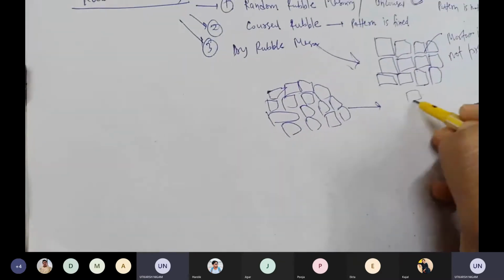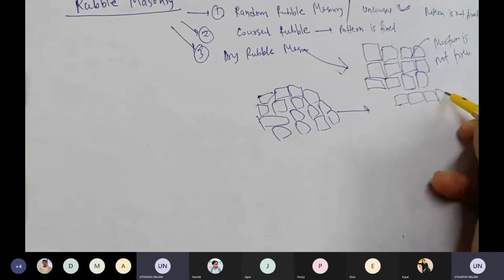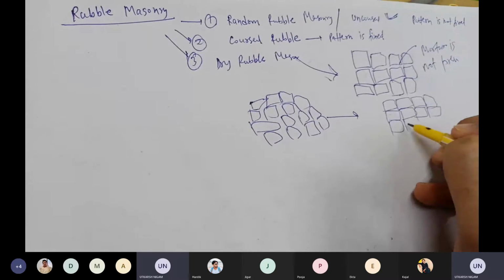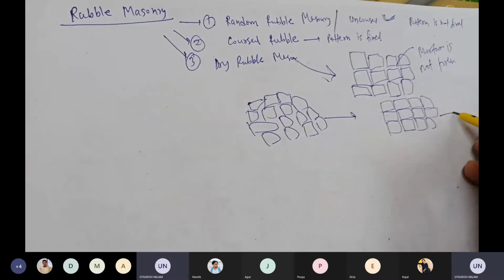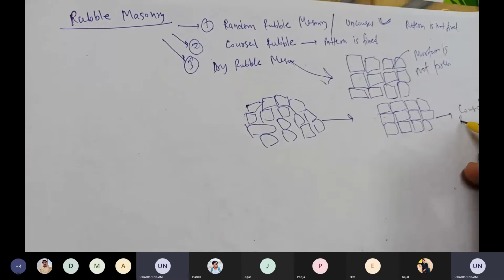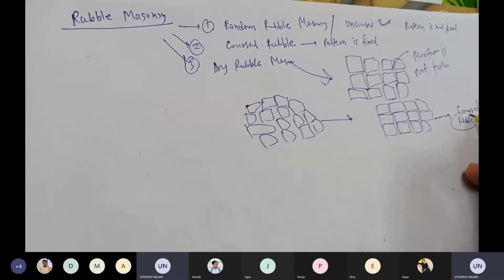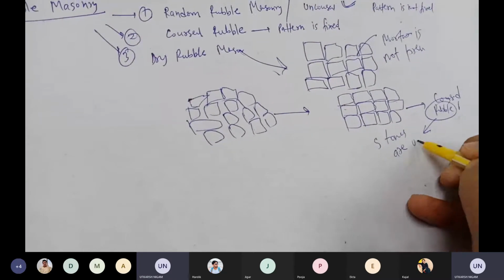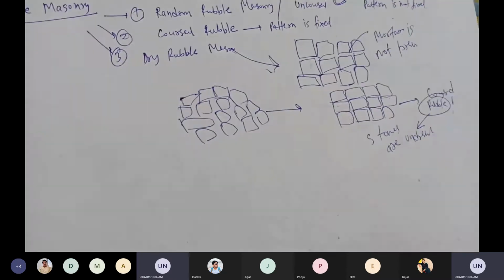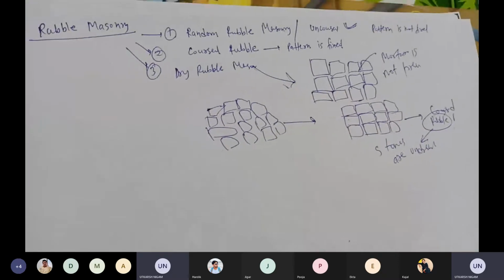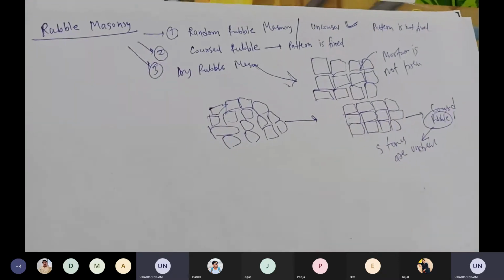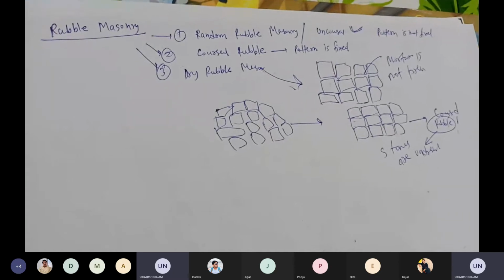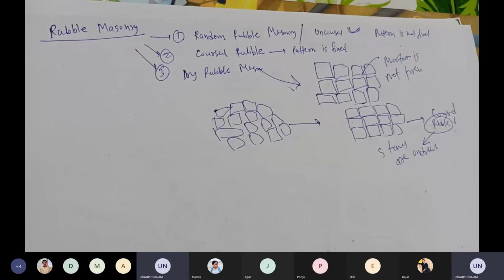However, if the stones are undressed, but the pattern is there, that is the coursed rubble masonry. So rubble means the stones which are used are undressed. That is one of the important things you need to understand. So rubble masonry is classified as random rubble masonry, coursed rubble masonry and dry rubble masonry.